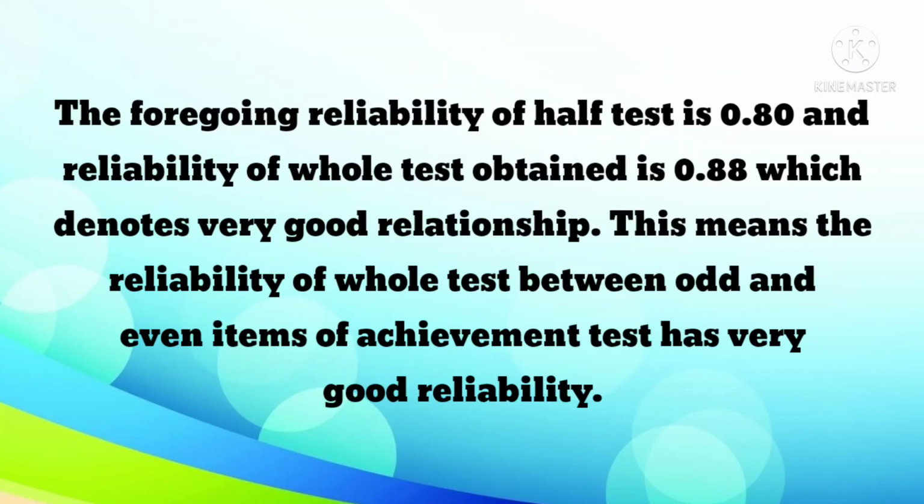The foregoing reliability of half test is 0.80 and reliability of whole test obtained is 0.88, which denotes very good relationship. This means the reliability of whole tests between odd and even items of achievement tests has very good reliability.